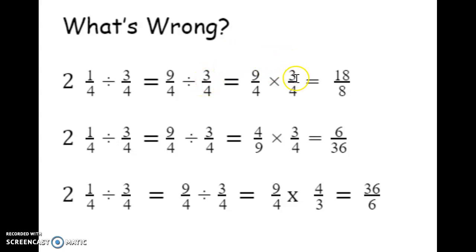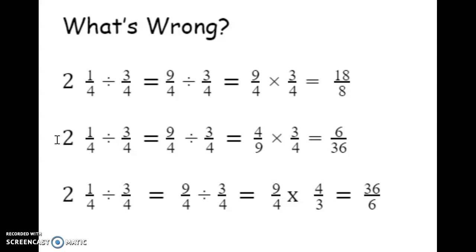3/4 stayed 3/4. Uh-oh. This student looks like they did not take the reciprocal of the second term. In addition, it looked like they multiplied incorrectly. 9 times 3 is not 18. Also, they look like they have an improper fraction that should have been turned into a mixed number. Remember, anytime you have an improper fraction for your final answer, it should be converted into a mixed number. Your final answer should always be a mixed number if you have an improper fraction. Let's take a look at the next one.